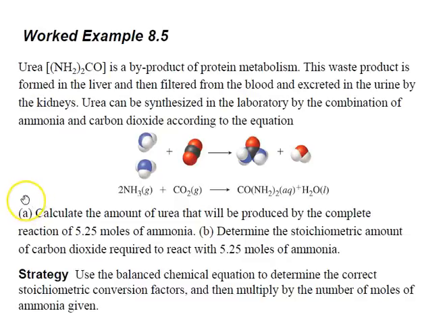Have a couple parts here. Part A, calculate the amount of urea that will be produced by the complete reaction of 5.25 moles of ammonia. And Part B, determine the stoichiometric amount of carbon dioxide required to react with 5.25 moles of ammonia.